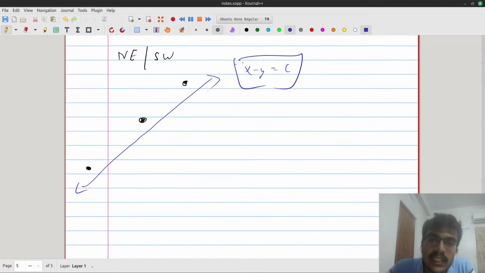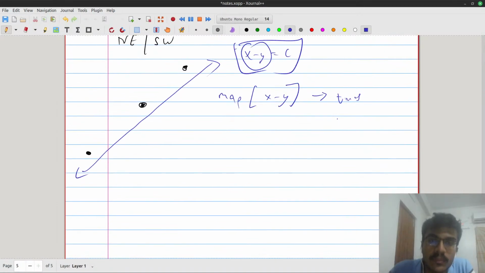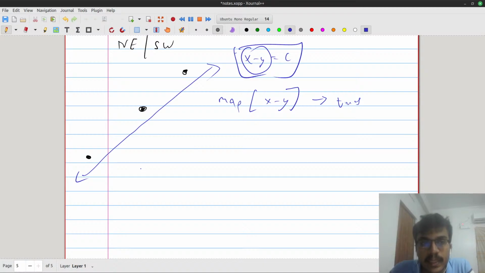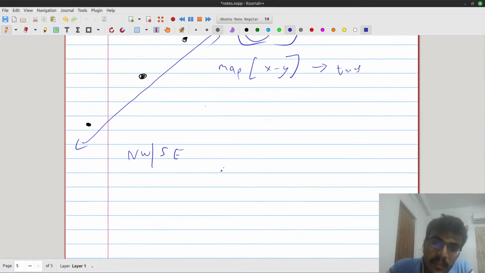So we will keep track of all the x minus y values in a map, and we'll count how many times each occurs, and again sum it over as I explained. Likewise, if you want northwest or southeast, it will be a map of x plus y, because they all pass through the line x plus y equals c, and we do the same thing again. Is that clear?